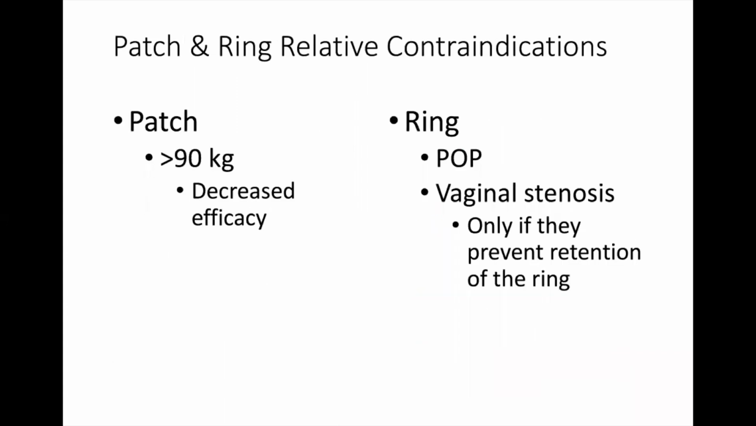The patch and ring have relative contraindications, but we will add this to the other relative contraindications. With the patch, if a woman's weight is more than 90 kilos, it will have decreased efficacy. With the ring, if a woman has prolapse or vaginal stenosis, this could prevent us from using the NuvaRing.